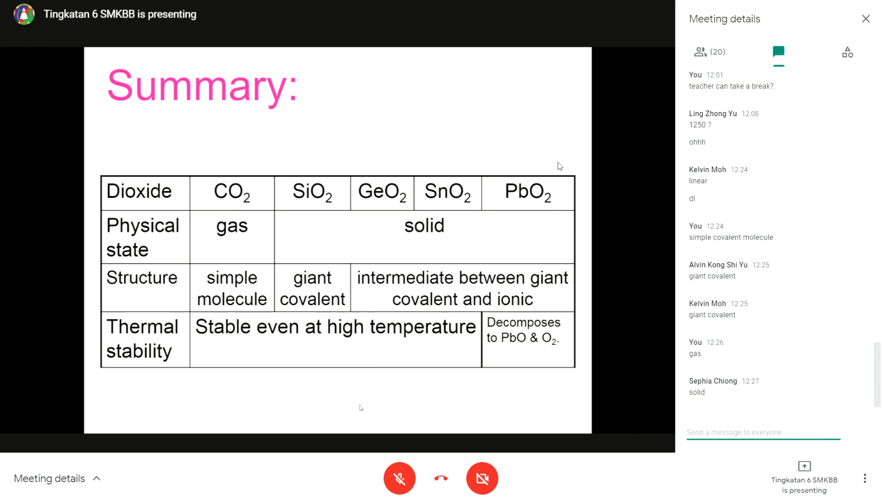Okay, so briefly, that means all of them are very stable at high temperature. That means they are not going to decompose. They prefer to maintain as the dioxide, except lead only, which prefers to be present as a monoxide. Okay? So that is the thermal stability.